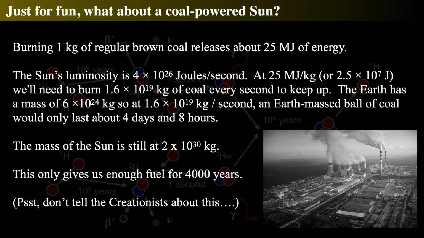Anyway, just go talk to creationists and tell them that the coal could power the sun. That makes it only 4,000 years old. You'll have a lot of fun. Troll them massively if you wish. In any event, 4,000 years is the length that you get if you want to have a coal-powered sun, and it doesn't work because everything that we know makes the Earth much older than a few thousand years.